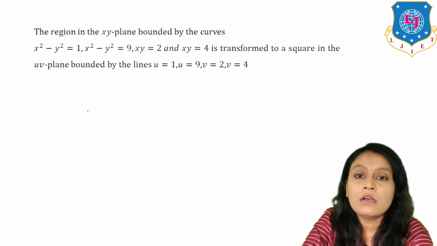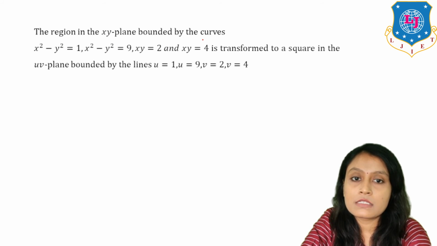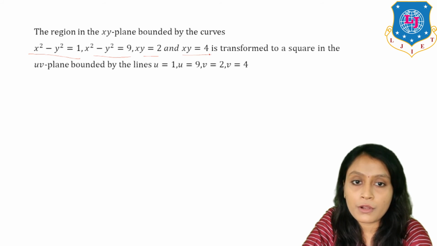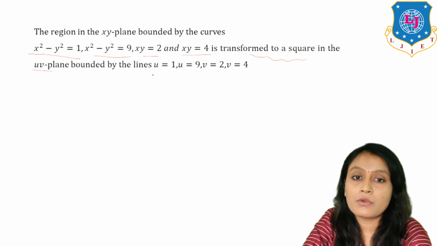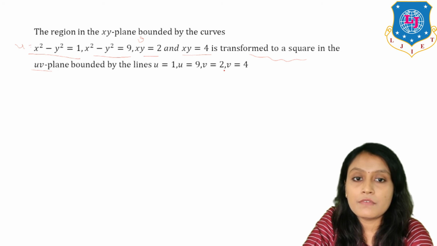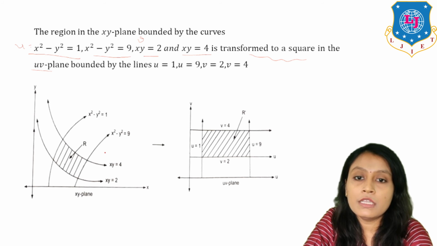Now the region in the xy plane is bounded by the curves x² − y² = 1, x² − y² = 9, xy = 2, and xy = 4. So it is transformed to a square in this uv plane bounded by the lines. Now this we have supposed as u, right? So from this you will get u = 1 and u = 9. And this we have supposed as v, so we will get v = 2 and v = 4.